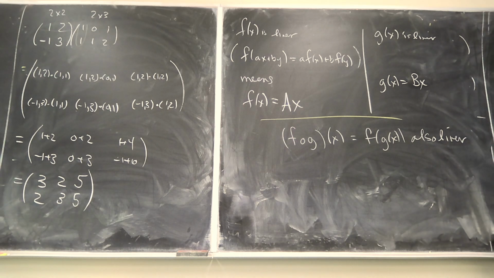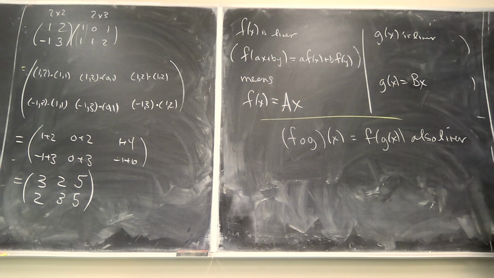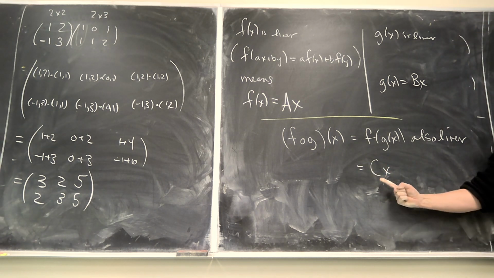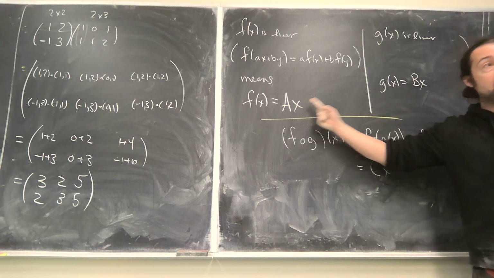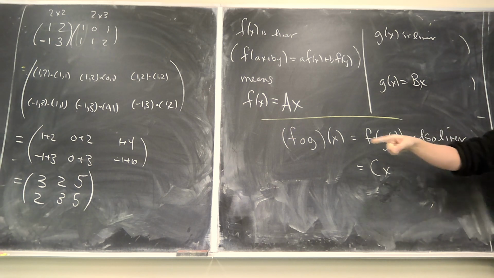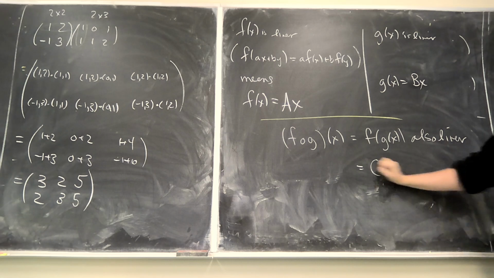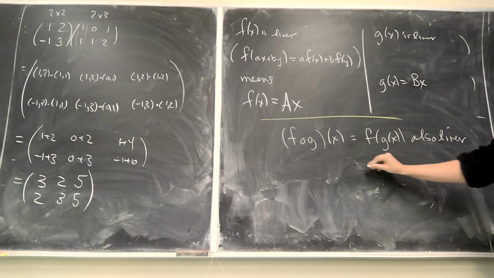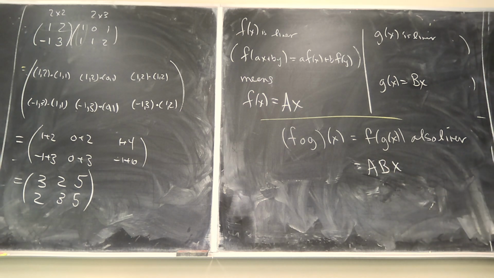The composition of linear functions is linear. And that means this would have a matrix that represents it. It would be equal to c times x. But I really want the matrix that represents f composed with g to be built from the matrices that represent f and g individually. And this specific definition of matrix multiplication guarantees that if I compose two functions together like this, the matrix that represents the composition is the product of the matrices that represented the original functions.